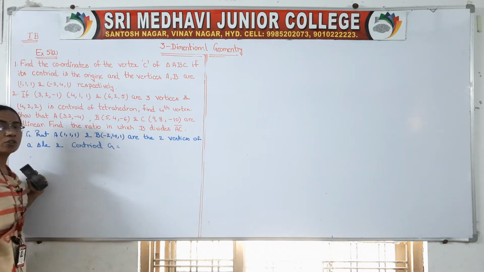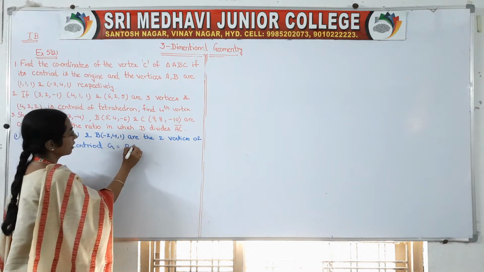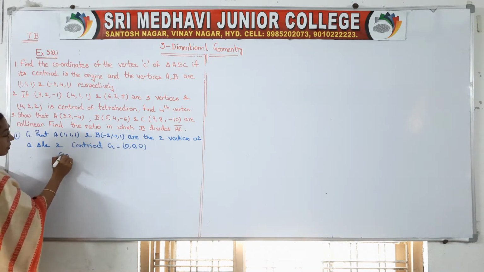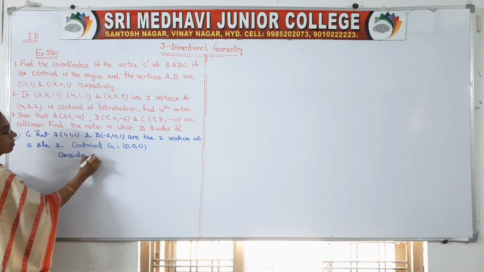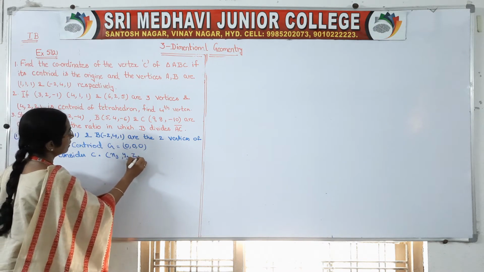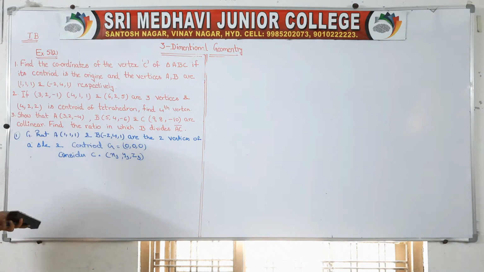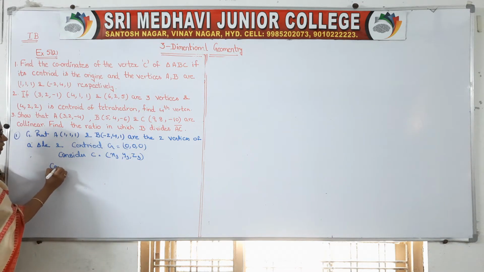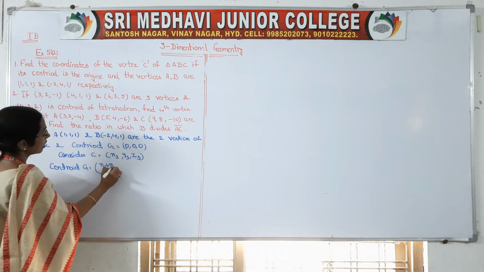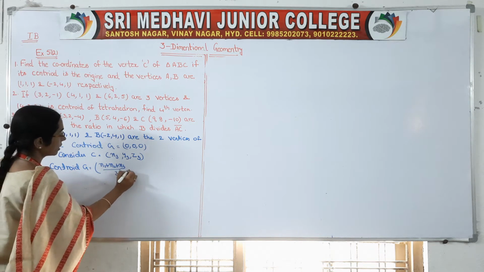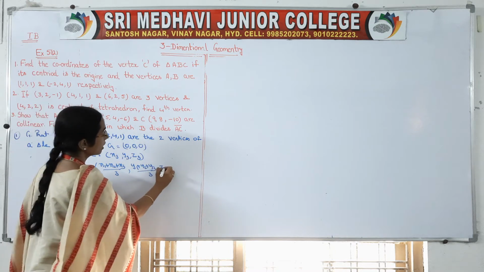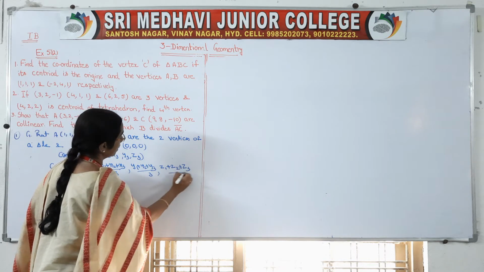Centroid is denoted by G. G is given as origin, that is 0, 0, 0. So, consider C point, the third point, as x3, y3, z3, okay? So, you know the formula for centroid. What is the formula for centroid? Centroid G is equal to x1 plus x2 plus x3 by 3, y1 plus y2 plus y3 by 3, z1 plus z2 plus z3 by 3, right?